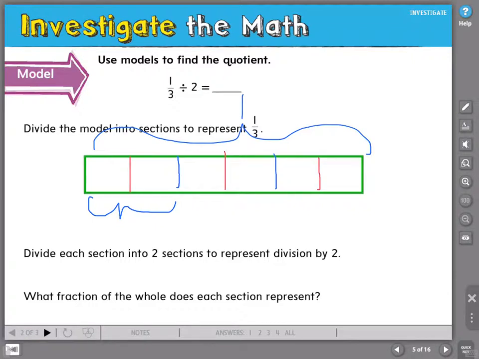Now, what fraction of the whole does each section represent? Well, our whole is no longer divided into 3 equal sections, but since those sections themselves have been divided, we now have 1, 2, 3, 4, 5, 6. So, when we took our 1/3 size piece and split it into 2, our quotient is now 1/6.